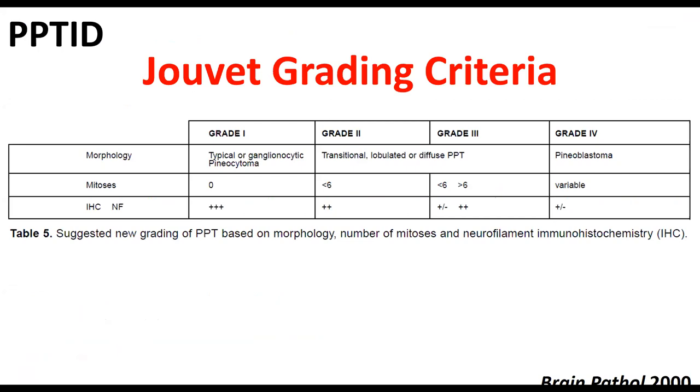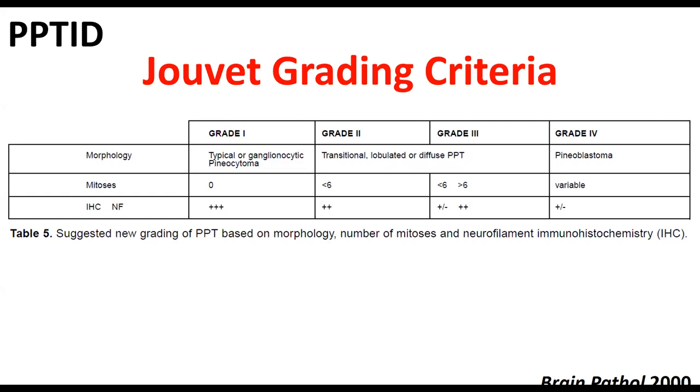You see grade one, which would be pineocytoma: no mitoses, 3+ positive for neurofilament protein by IHC. Grade two and grade three, look at these criteria. Grade two: fewer than 6 mitoses and positive for neurofilament protein. What about grade three? You put these two together. Fewer than 6 mitoses, but if neurofilament protein is very weak or absent, it bumps it to a 3.